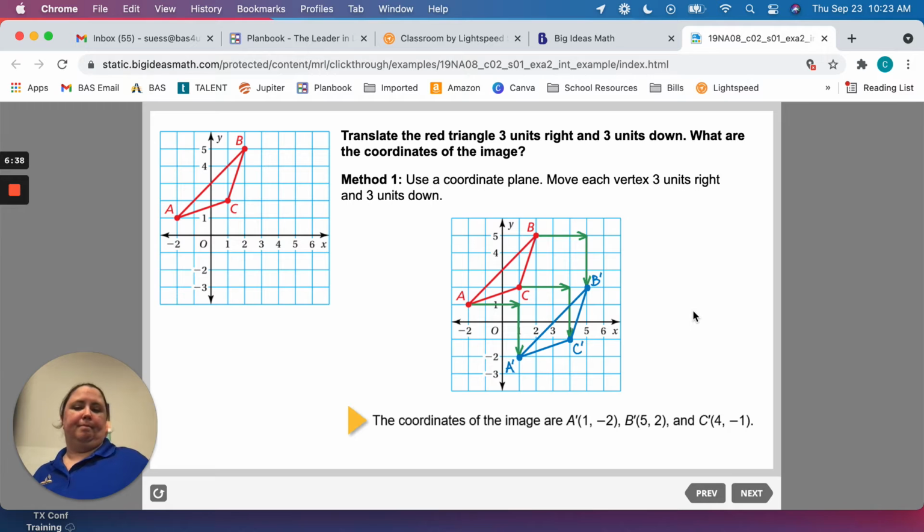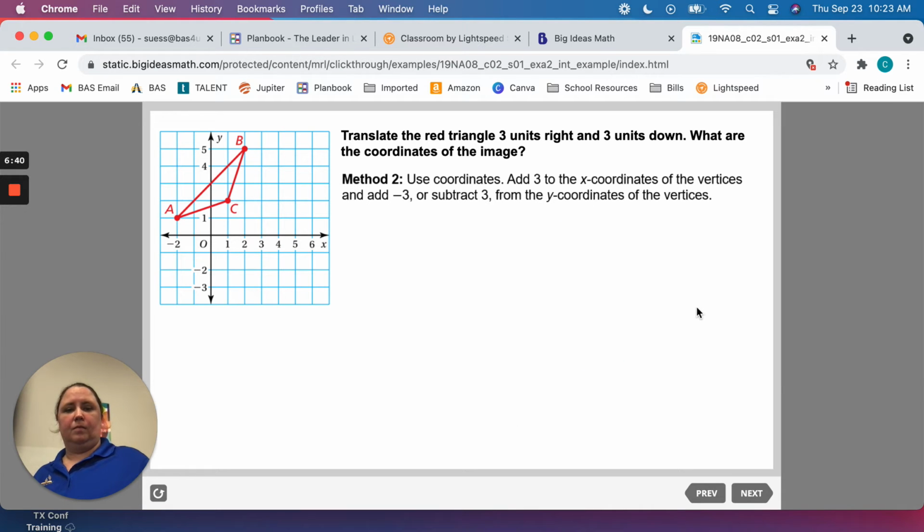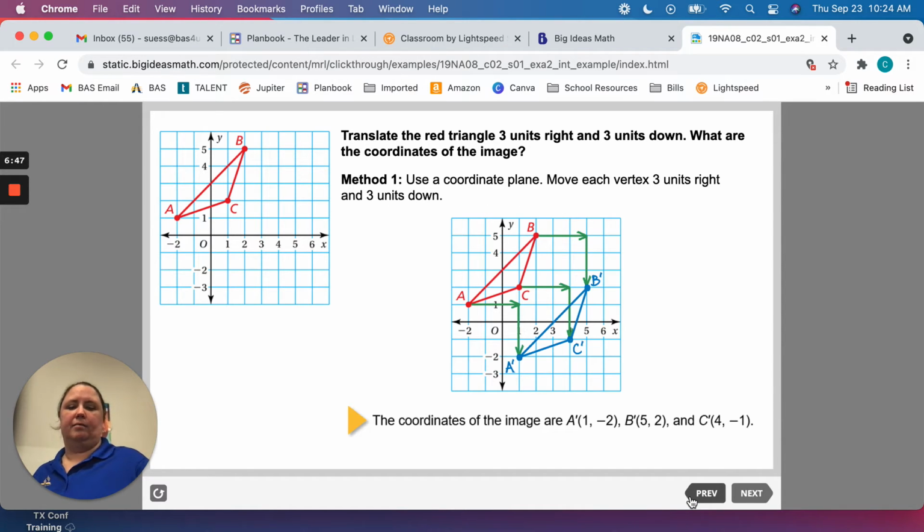Okay, here's method 2. Do I need to go back? Yeah. Give y'all a minute to write that down.